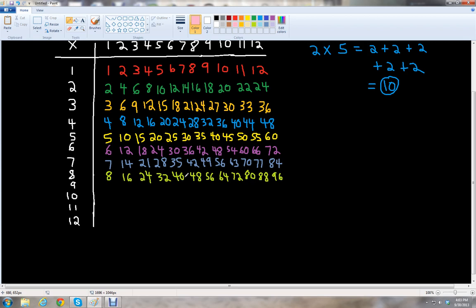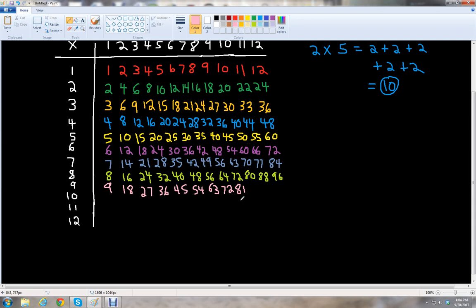Okay, let's do the nines tables. So we have 9 times 1 is 9. 9 times 2 is 18. 9 times 3, 27. 9 times 4, 36. 9 times 5, 45. 9 times 6, 54. 9 times 7, 63. 9 times 8, 72. 9 times 9, 81.